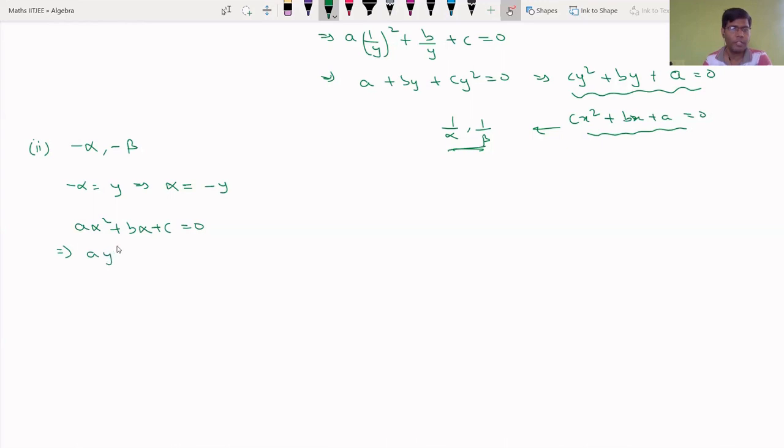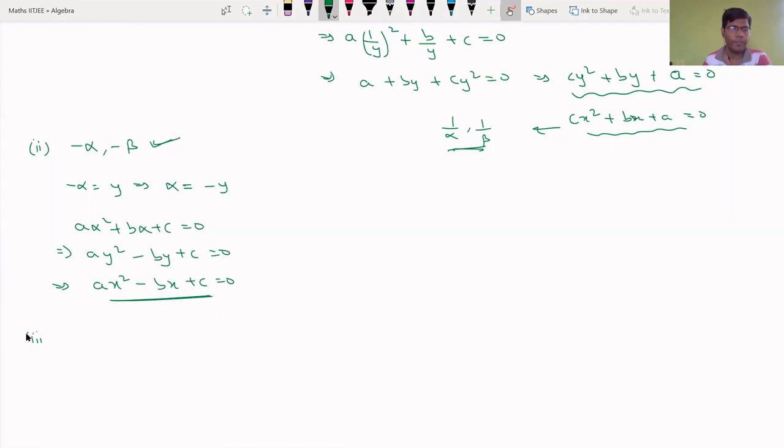So this will be a y square minus by plus c is equal to 0. Now this y can be replaced with x or any other variable. So this will be ax square minus bx plus c is equal to 0. This is the required equation whose roots will be minus alpha and minus beta.